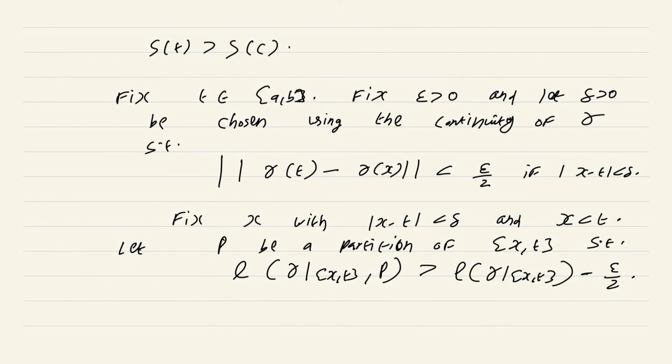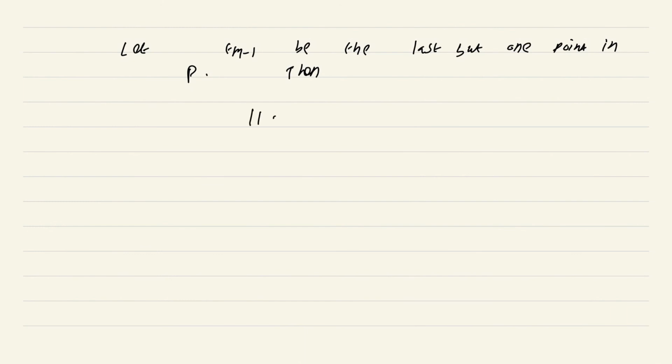Okay. Now what I'm going to do is choose a point on this partition. Let t_{m-1} be the last but one point in P. Then because we have chosen that delta originally so small and x is within that delta neighborhood, we have that the norm of gamma(t) minus gamma(t_{m-1}) is less than epsilon by 2.